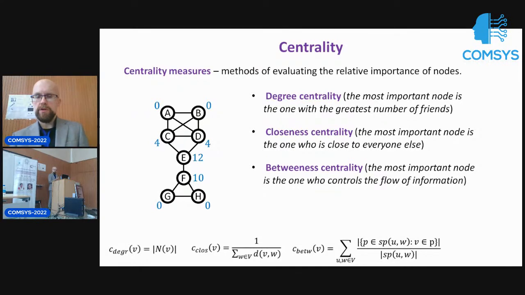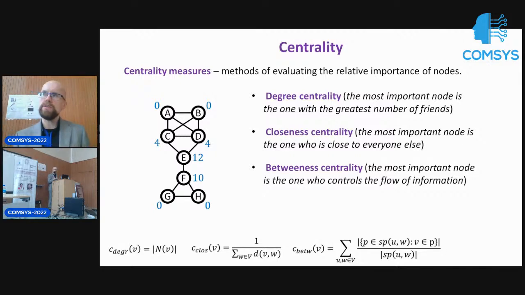Betweenness centrality, on the other hand, says that the most important node in this network is the one who controls the flow of information in the network. So in order to compute betweenness centrality, we take a look at all pairs of other nodes in the network. We take a look at the shortest paths between those pairs of nodes, and we check what nodes lie on these shortest paths. So for example, in this network, the betweenness centrality of node E is 12, because any shortest path between the 4 nodes above E and the 3 nodes below E has to run through E.